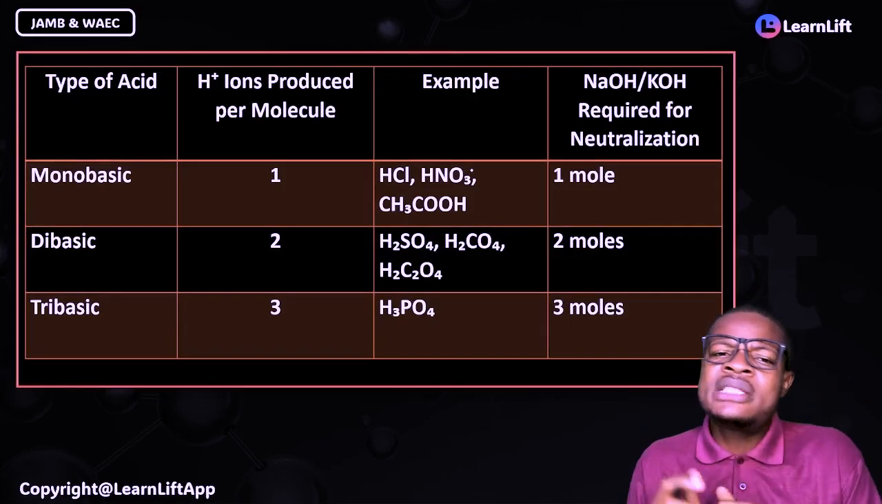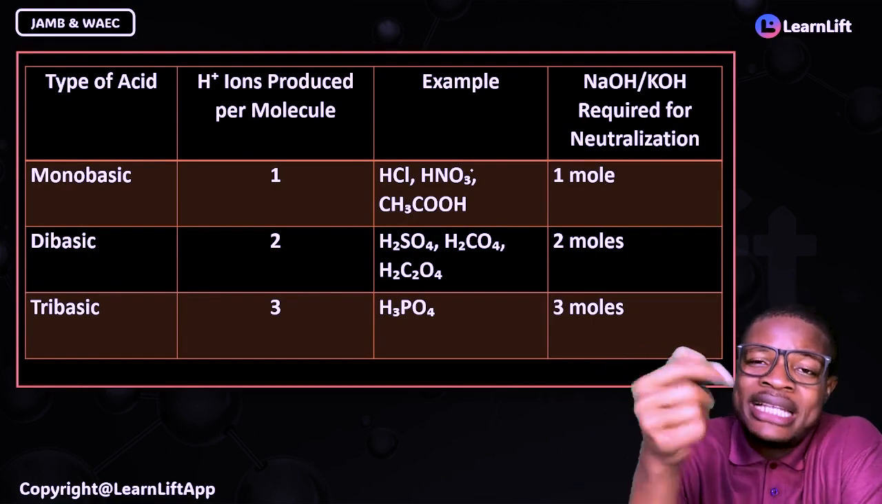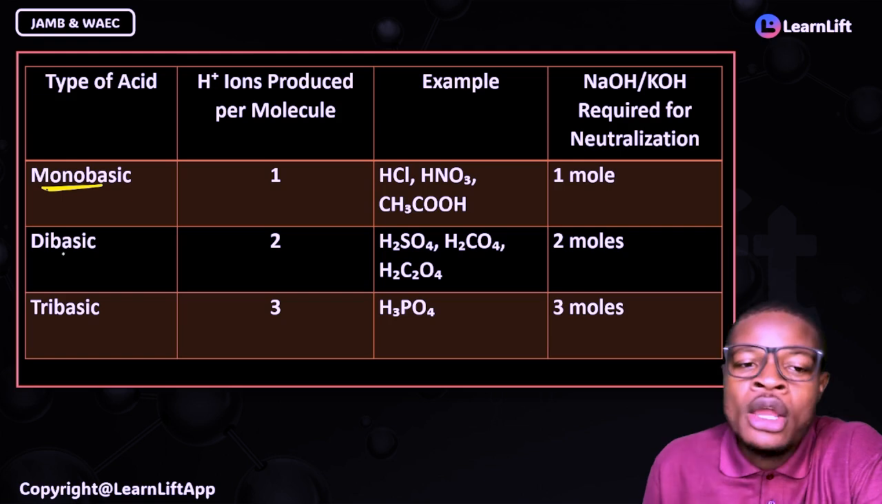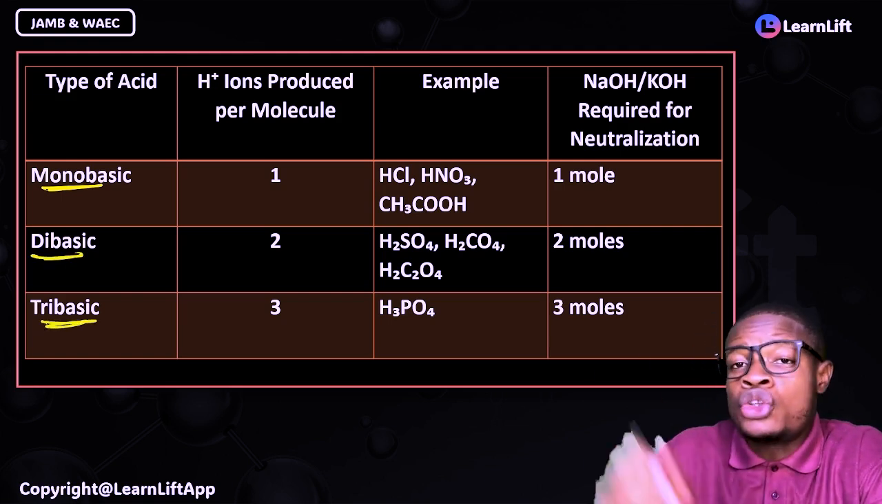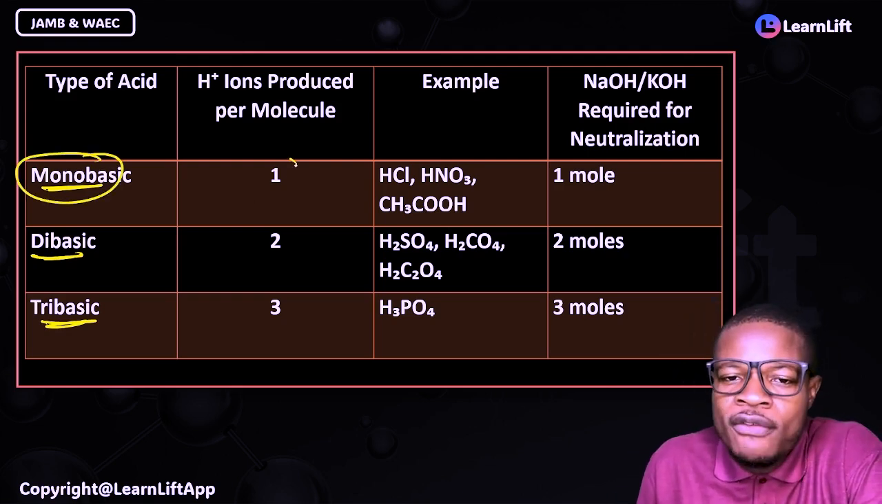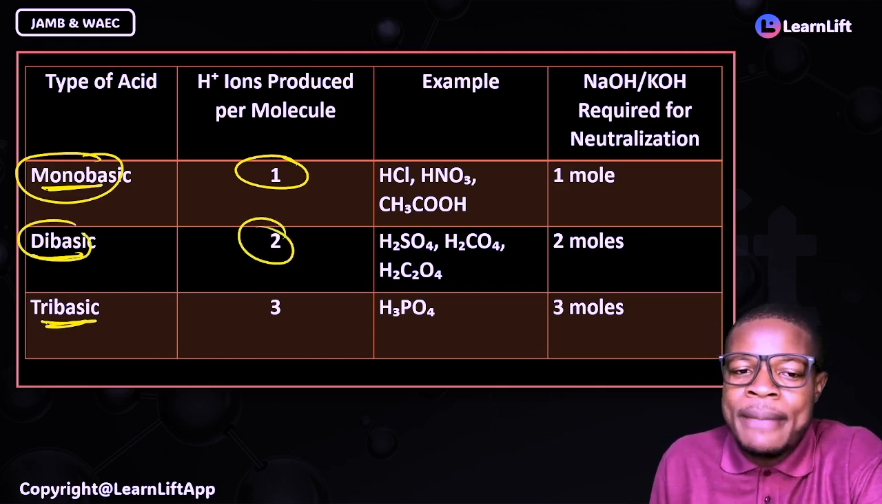Again, as I summarize very fast, under the types of acids that we have, what are they in terms of basicity? We have your monobasic acid, also called your monoprotic acid. We have your dibasic acid, also called your diprotic acid, and your tribasic acid, also called your what? Your triprotic acid. Now, your monobasic acid will give 1 hydrogen ion when they dissociate, right? Your dibasic will give how many? 2. Tribasic will give how many?